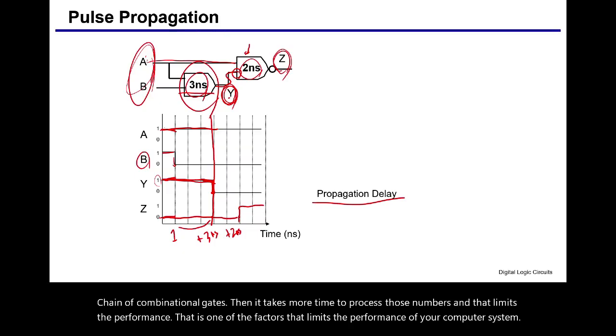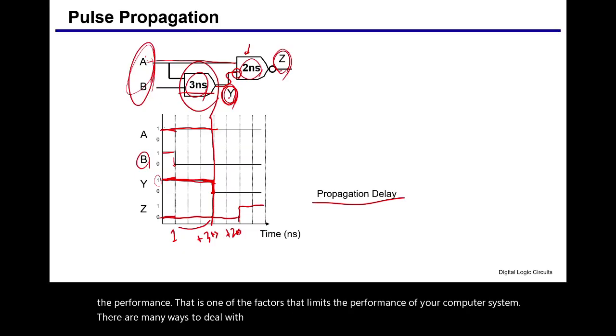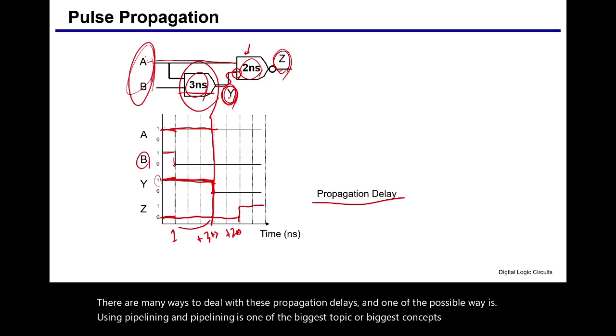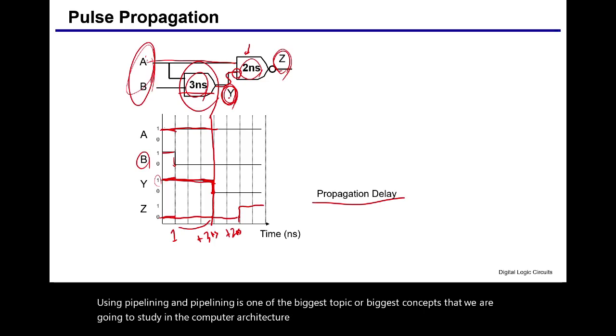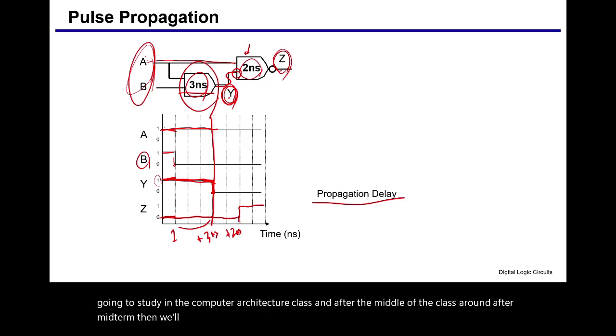There are many ways to deal with these propagation delays, and one possible way is using pipelining. Pipelining is one of the biggest concepts that we are going to study in the computer architecture class. After the middle of the class, around after the midterm, we'll go into the details about the CPU architecture and how pipelining helps to solve this propagation delay to make a faster computer system.